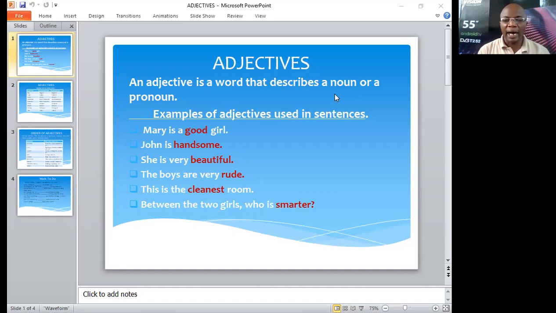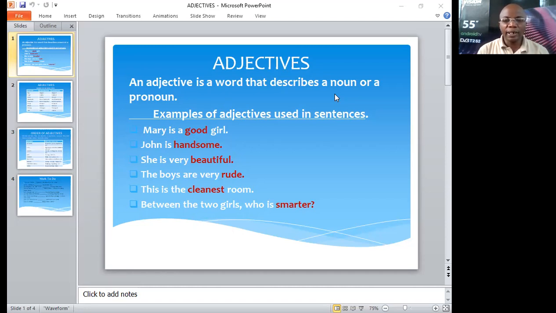Mary is a good girl. Now, the word good is an adjective that is describing how Mary is. John is handsome. Handsome is an adjective that is trying to explain how John is. She is very beautiful. The word beautiful is trying to explain to us how the girl in question is. Beautiful is an adjective. The boys are very rude. Rude is also an adjective.